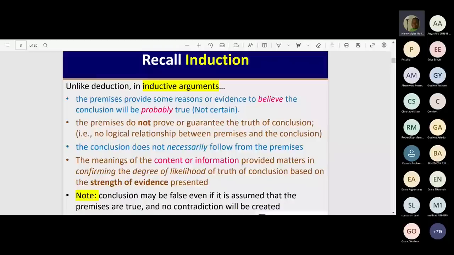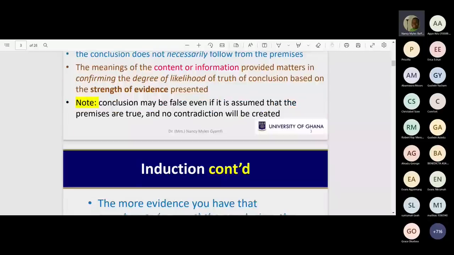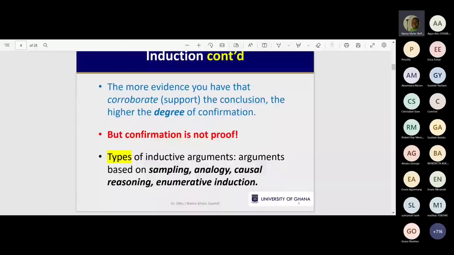So inductive reasoning is distinct from deduction, because of a certain way that they are. How are they? One has premises that prove the conclusion, if validly done. That's deduction. The other one doesn't prove its conclusion. It only confirms or gives a degree of probability or likelihood of the conclusion being true if the premises were true. Okay? The conclusion may be false even if it is assumed that the premises are true. You have all that. So look at this. Therefore, what should you deduce from what has been said so far? The more evidence you have, take note.